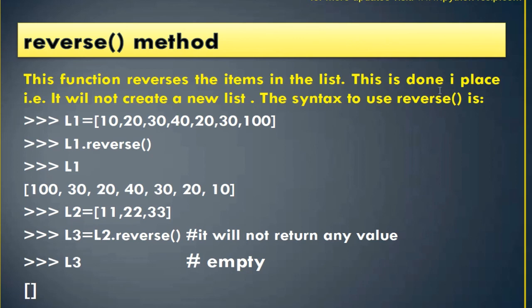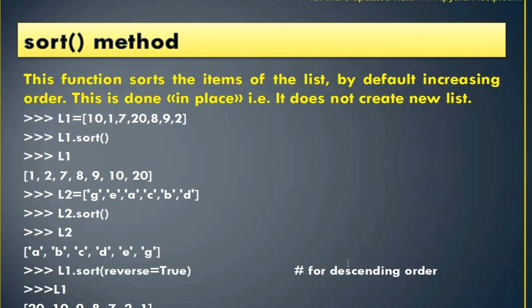Reverse method. This function reverses the items in the list. This is done in place, that is, it will not create a new list. The syntax to use reverse is like L1 equal to this list, then L1 dot reverse. When you are printing L1, the list is reversed. If you are storing this in a new list, it will not return any value and you will get an empty list.